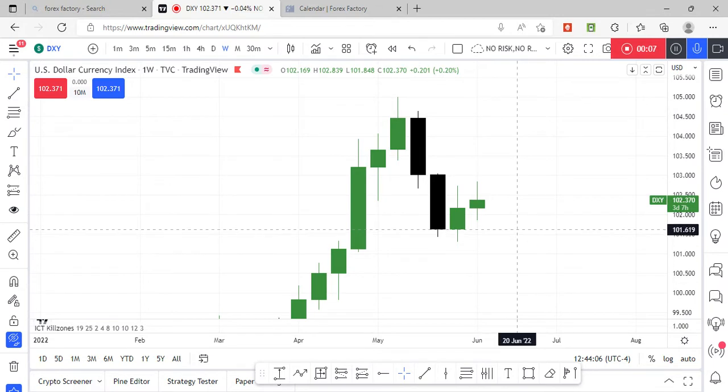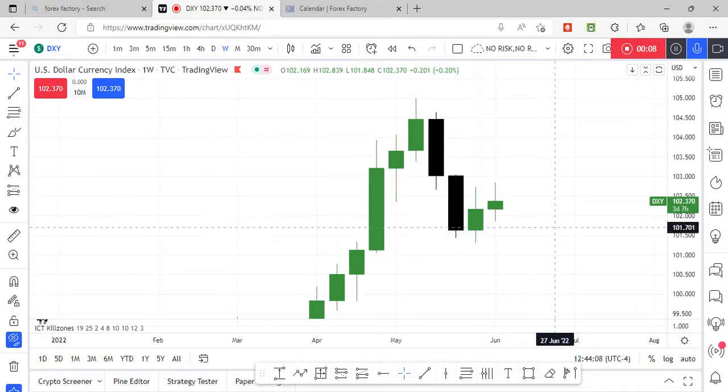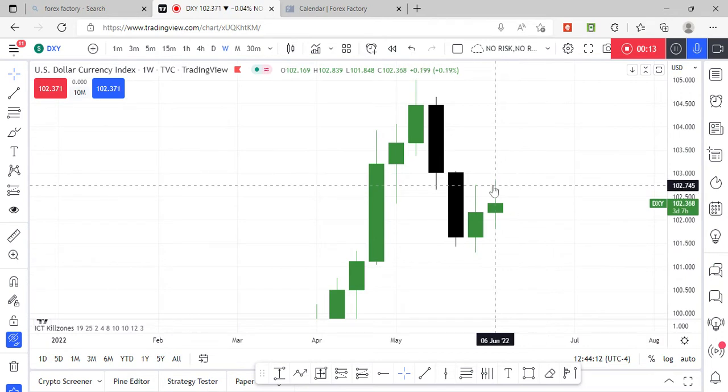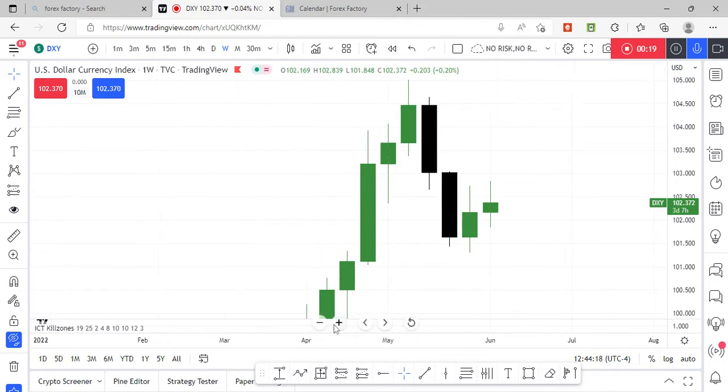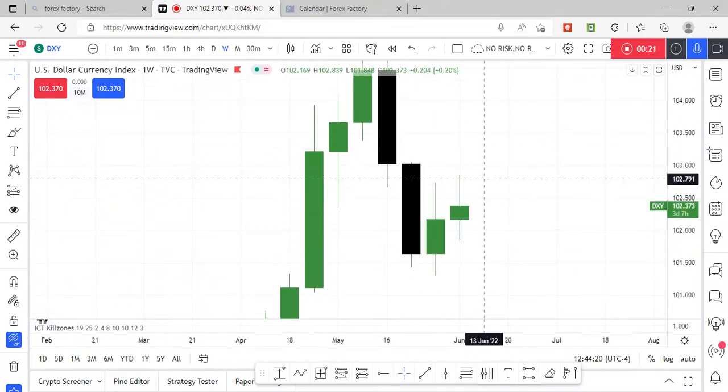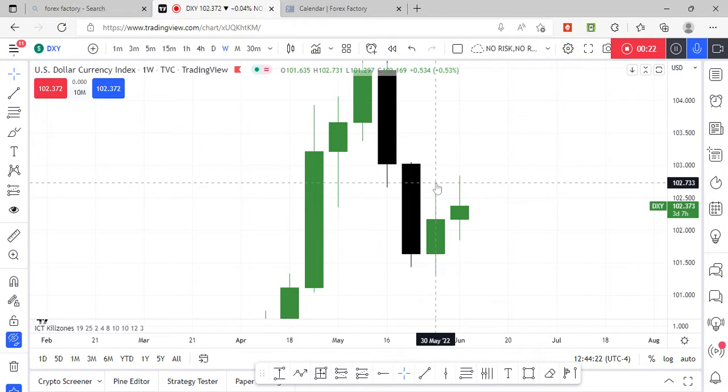Okay. So guys, this is the dollar index weekly chart, and now price took the previous week high. That means price raided the buy side liquidity of the previous week high, and another name you can call that is market makers accumulate their buy stops above this previous week high.